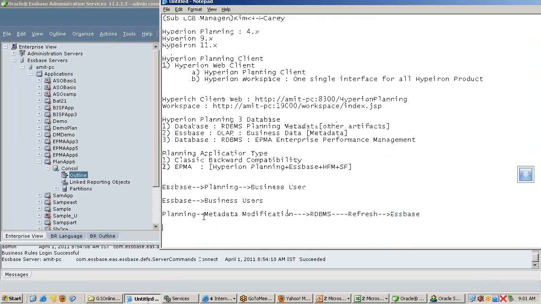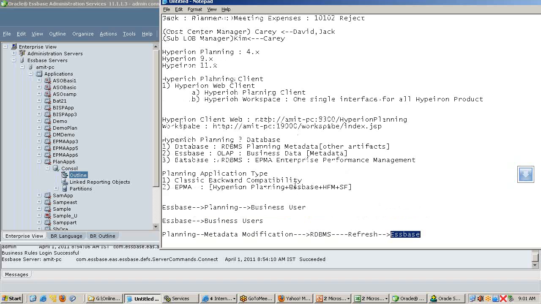This is the architecture of Hyperion planning. Whenever you modify any metadata, it doesn't directly go to Sbase. It stores into RDBMS and then in turn is stored into Sbase. This is the reason I say RDBMS stores the metadata and Sbase also stores the metadata. Both store the metadata.